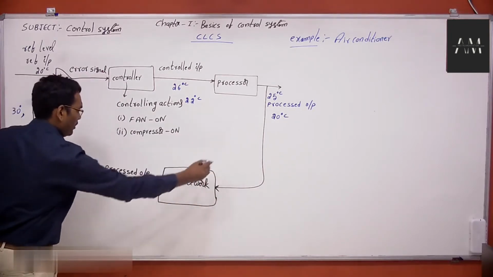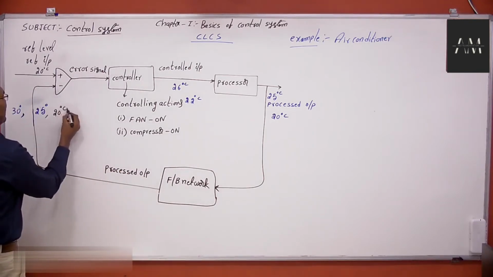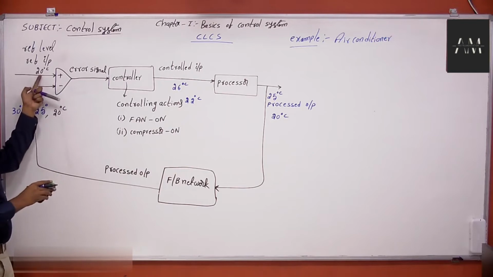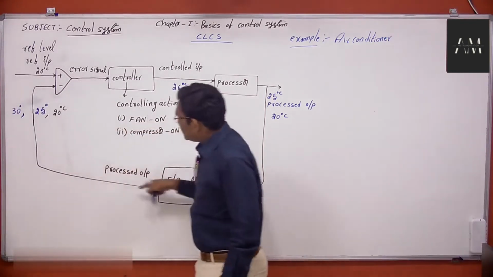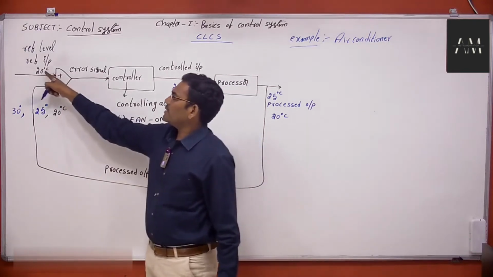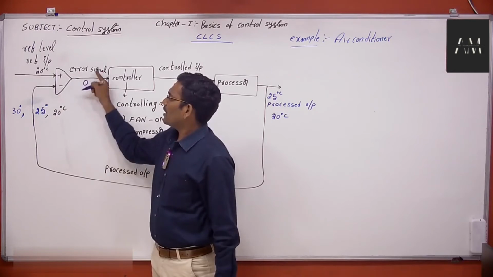The feedback network will bring the processed output. What is the processed output? Now it is 20 degrees centigrade. Now this 20 degrees centigrade is compared with a reference level. Is there any deviation? The processed output is 20 degrees centigrade and the reference level is 20 degrees centigrade. How much is the deviation? 0. Now what is the error?